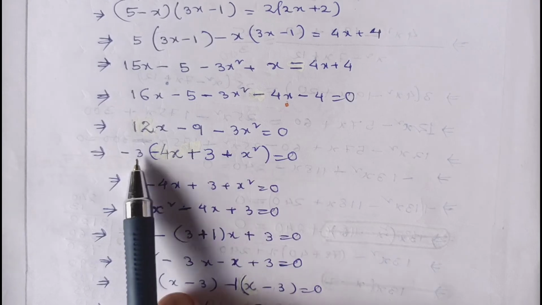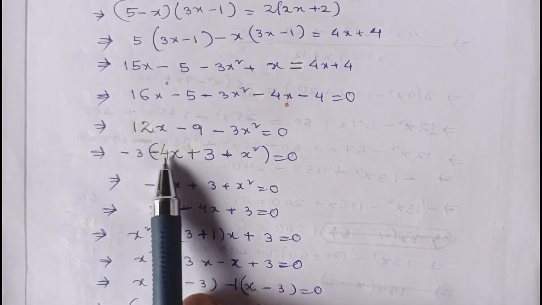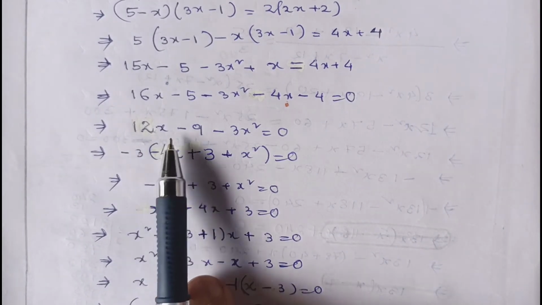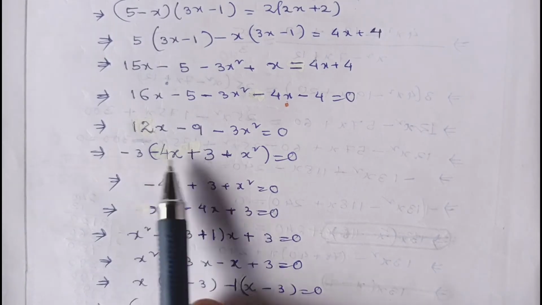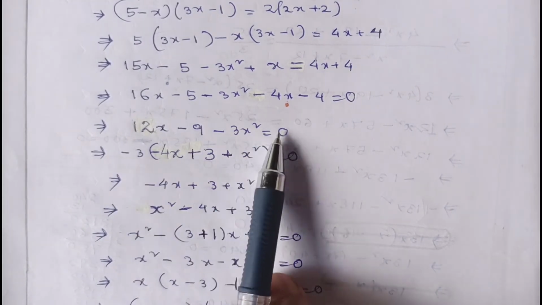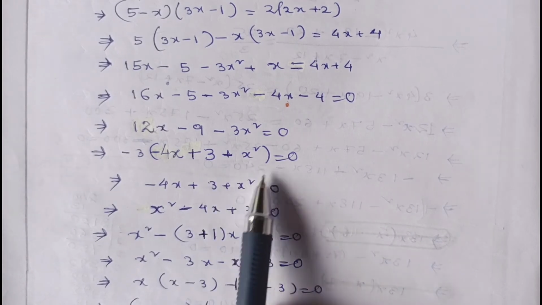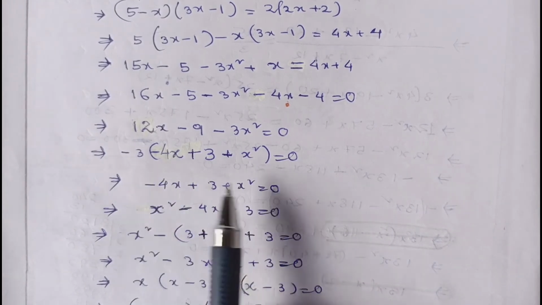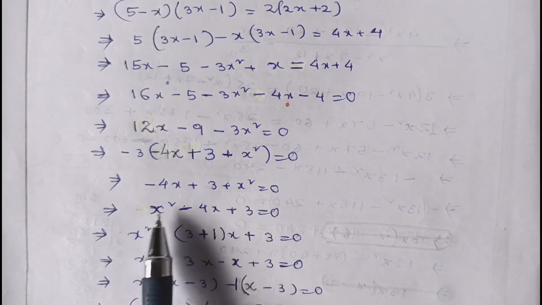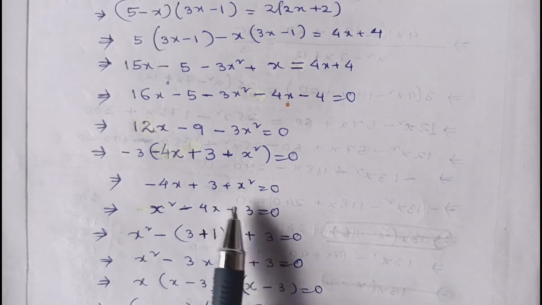It will be minus 4x plus 3 plus x square. Just check: minus 3 into 4x, 12x, minus 3 into 3, 9, minus 3x square equals to 0. So it will be minus 4x plus 3 plus x square equals to 0 divided by minus 3, it will be 0. So it will be x square minus 4x plus 3 equals to 0.